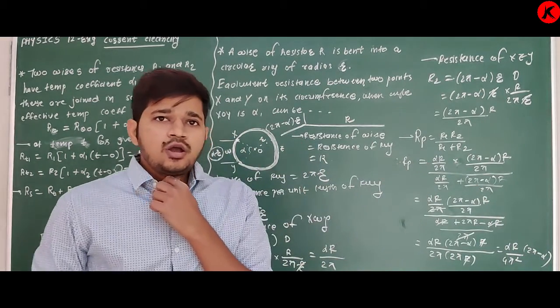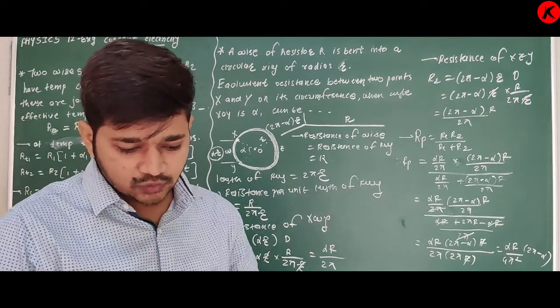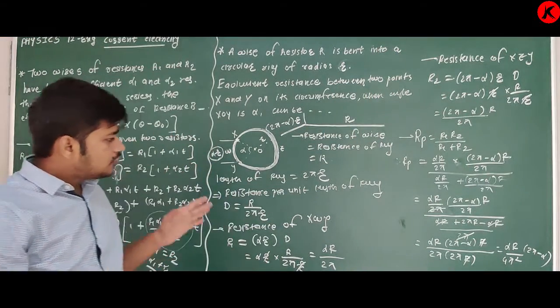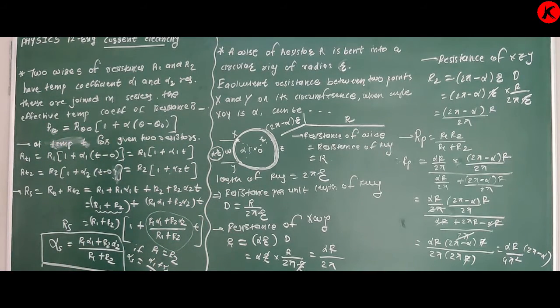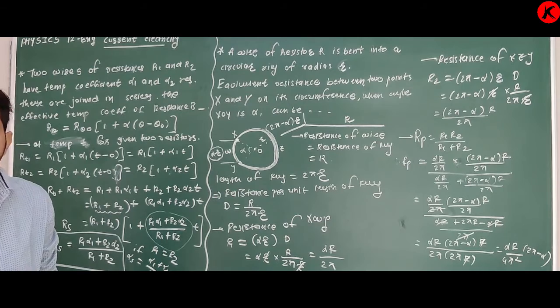Clear? This is actually one MCQ. So it is alpha R upon 4 pi square into 2 pi minus alpha. That is your answer. Clear about this?